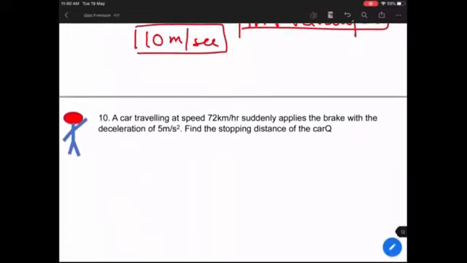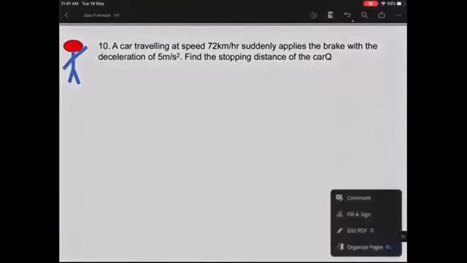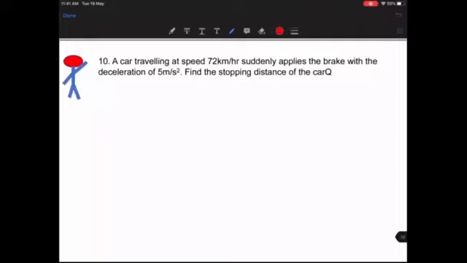Okay. So now we have one last question, and with that we are going to wind up the class and I'm going to take up any doubts or any questions that you have. A car is traveling at 72 kilometers per hour. So let's keep writing the given data here. The car is traveling at 72 kilometers per hour, suddenly applies brake with a deceleration of 5 meters per second squared. So what is given to you?